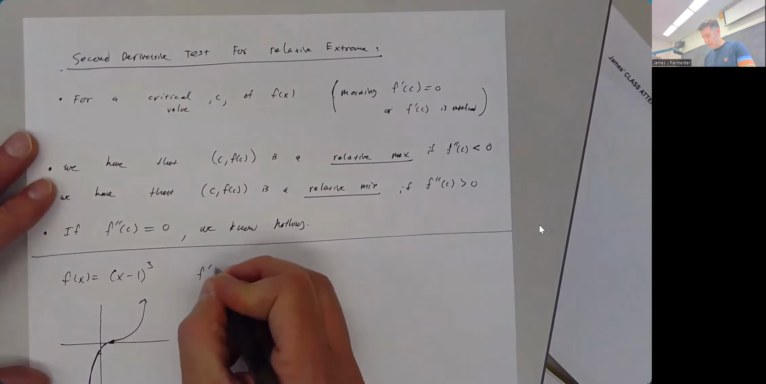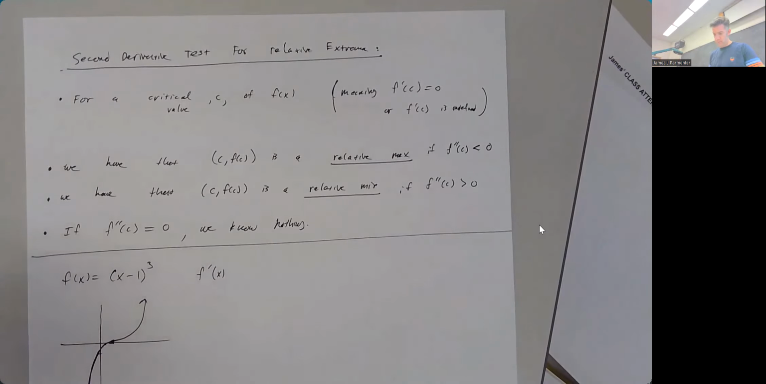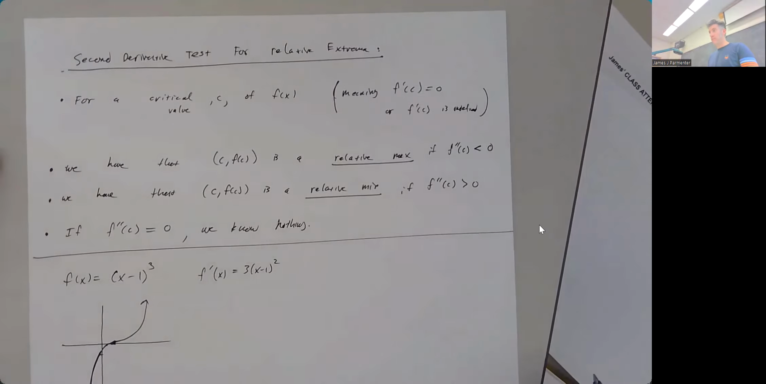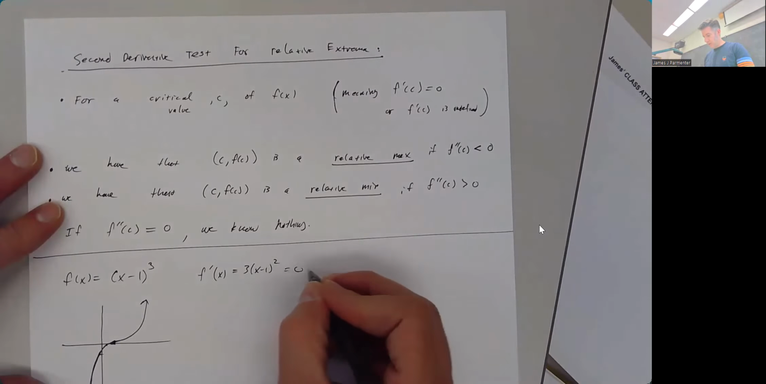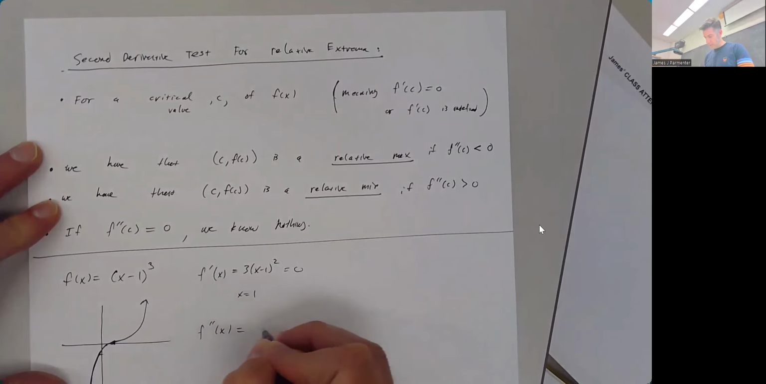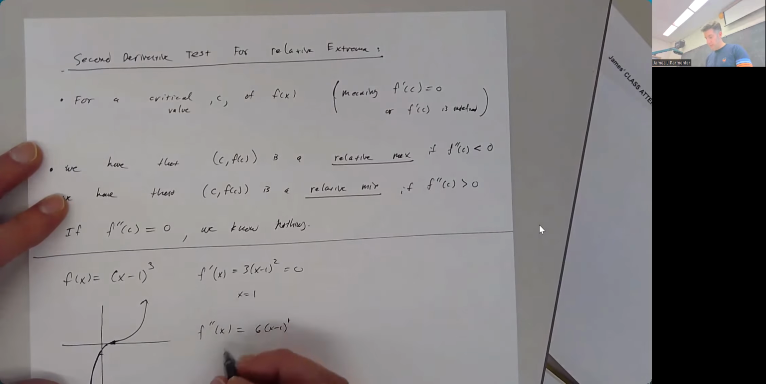f prime of x is equal to 3 times x minus 1 squared. Set that equal to 0, you get x equal to 1. f double prime of x is equal to 6 times x minus 1 to the first. If you plug in 1, f double prime of 1 is equal to 0.